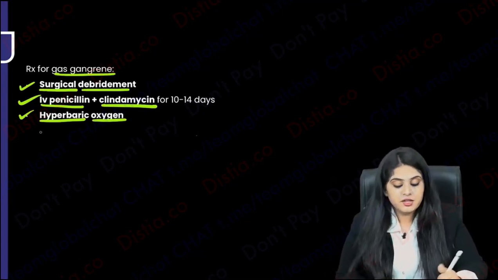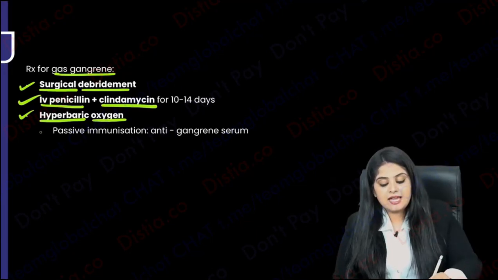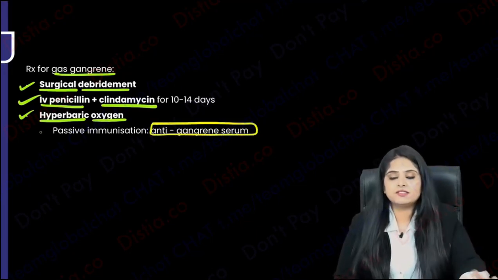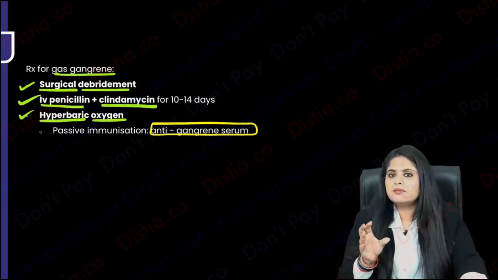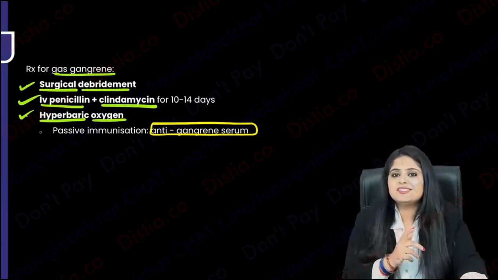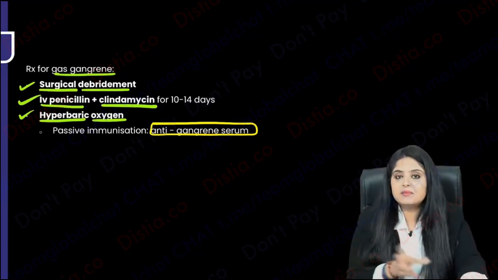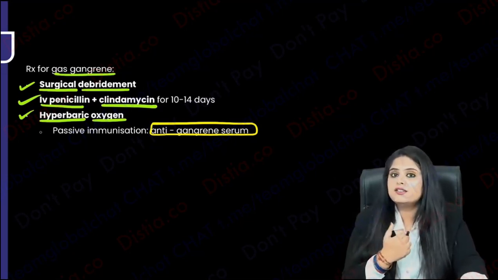And in some cases, you can also give the anti-gangrene serum. That may or may not be given, but passive immunization can be given in many cases. So you will say that, ma'am, in this you've not told us any diagnosis. You give the clinical disease, you give the treatment. Where did the diagnosis go? Because the clinical part is not over.